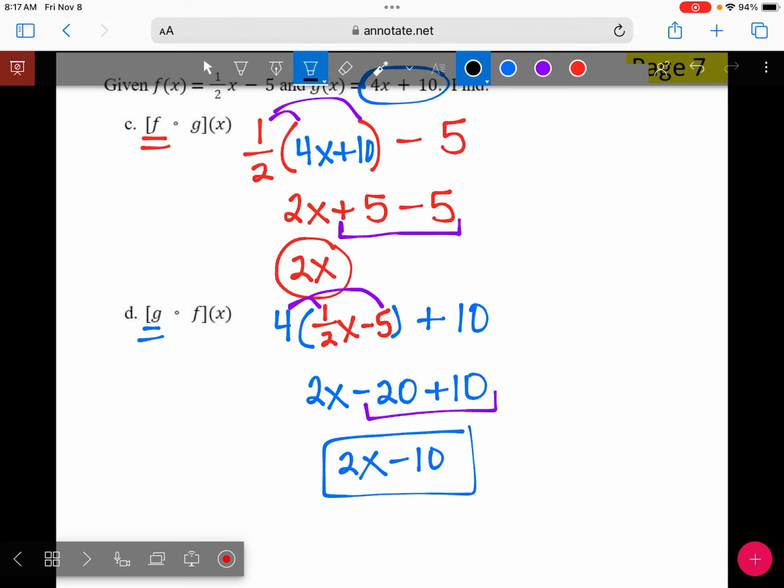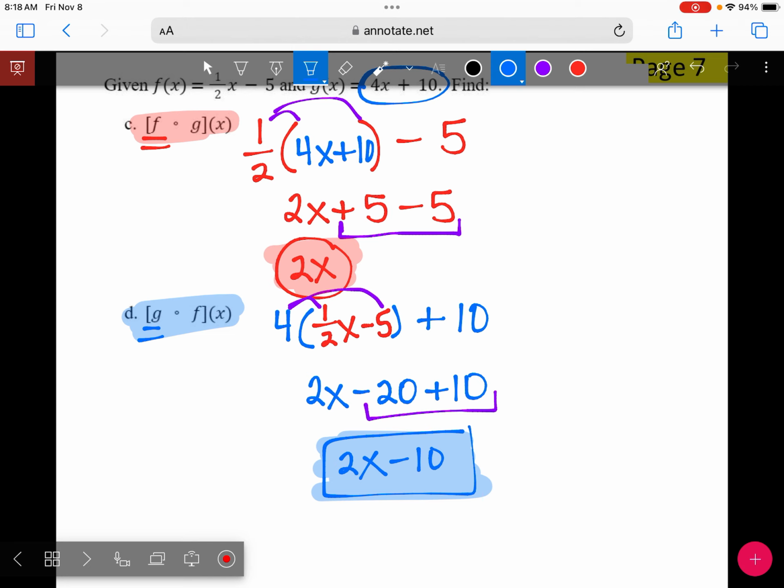So f of g is 2x. G of f is 2x minus 10. Any questions? All right, so now we're going to start the 4.2 material.